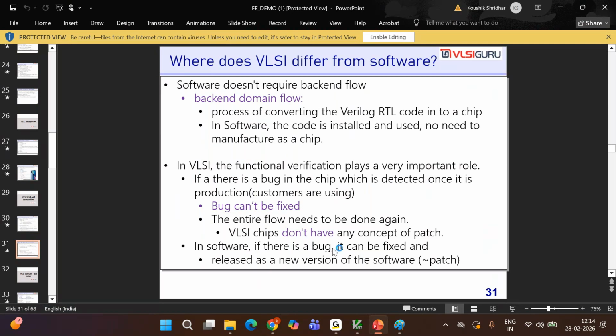That operation cannot be done on hardware. That patching cannot be done in silicon. Once silicon is present, once the chip is manufactured, you cannot go and put a bandage on it, right? If a feature is not working, you cannot do that. So verification is a very important role. Okay.